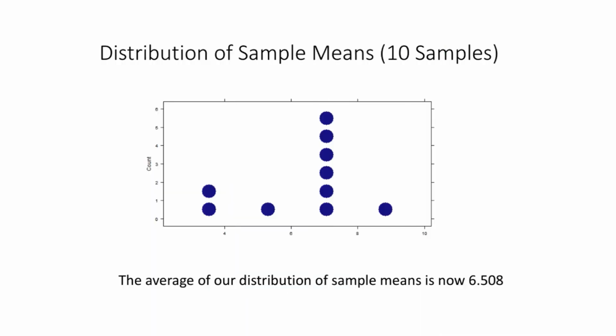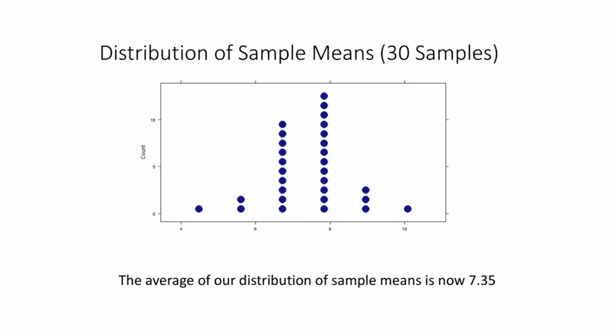So let's see what happens if we were to create a dot plot of these sample means. If we were to create a dot plot of these sample means, we would find a distribution that looks something like this. This is in terms of taking 10 samples. So the average of our distribution of sample means is now about 6.5, right?